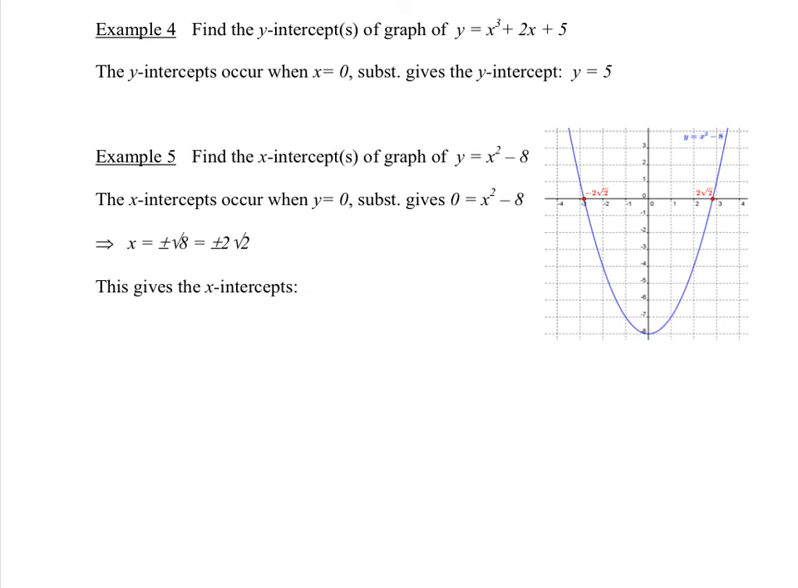And if we simplify that radical, we get 2 root 2. So there are two x-intercepts, and you can actually see them here over on the right-hand side. We've got negative 2 root 2 here and positive 2 root 2. That's negative root 8 and positive root 8 are where that graph crosses the x-axis.